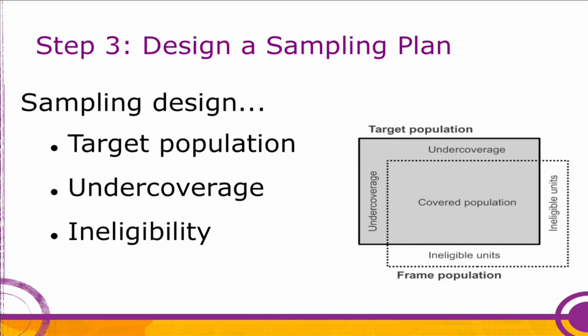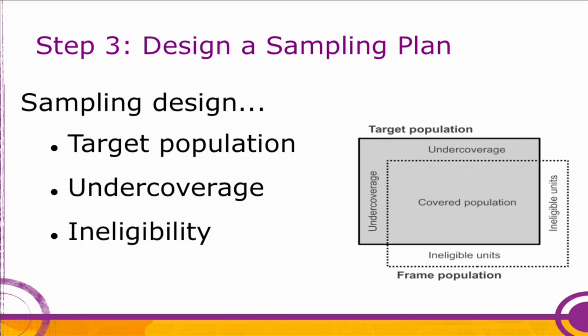But how do we know who those people are? Generally, we know who these people are by looking at our frame population, which is most often a list of everyone that's attended the clinic. But very often when we're trying to conduct a survey, our frame population and our target population don't quite match up. And this is where we discover the terms undercoverage and ineligibility.